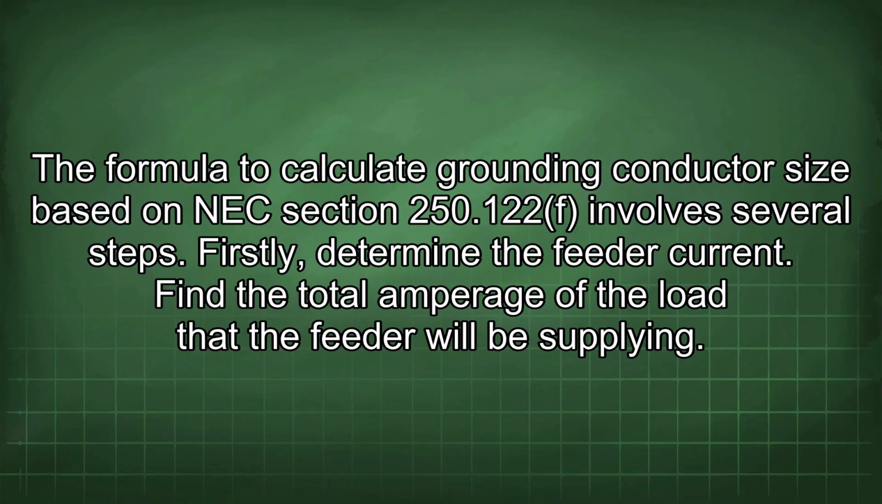The formula to calculate grounding conductor size based on NEC section 250.122 involves several steps. Firstly, determine the feeder current. Find the total amperage of the load that the feeder will be supplying.